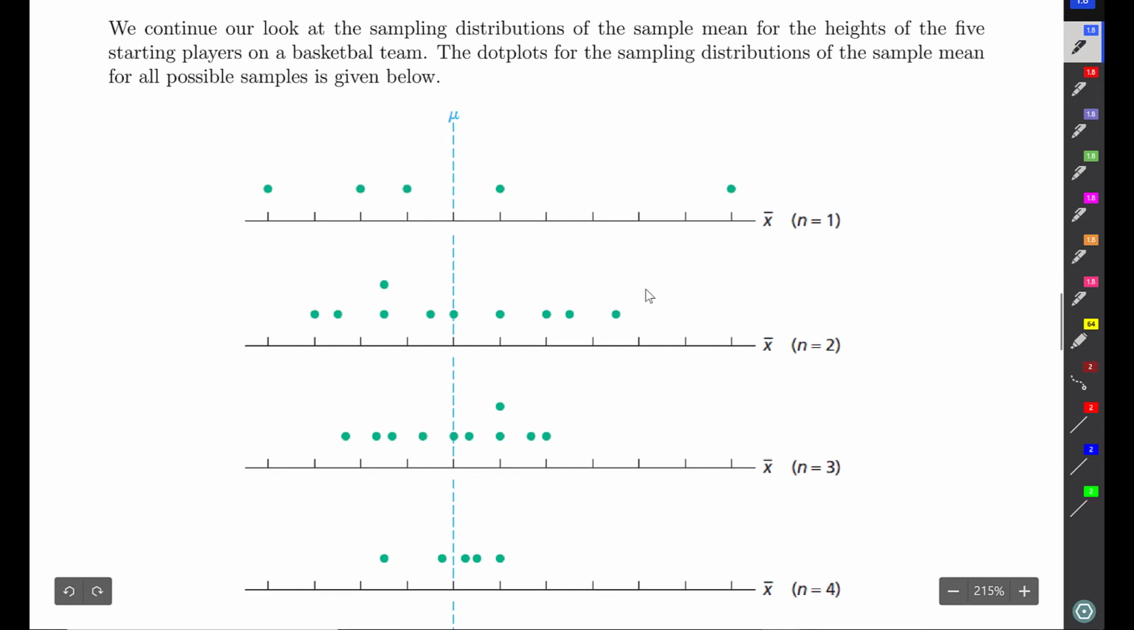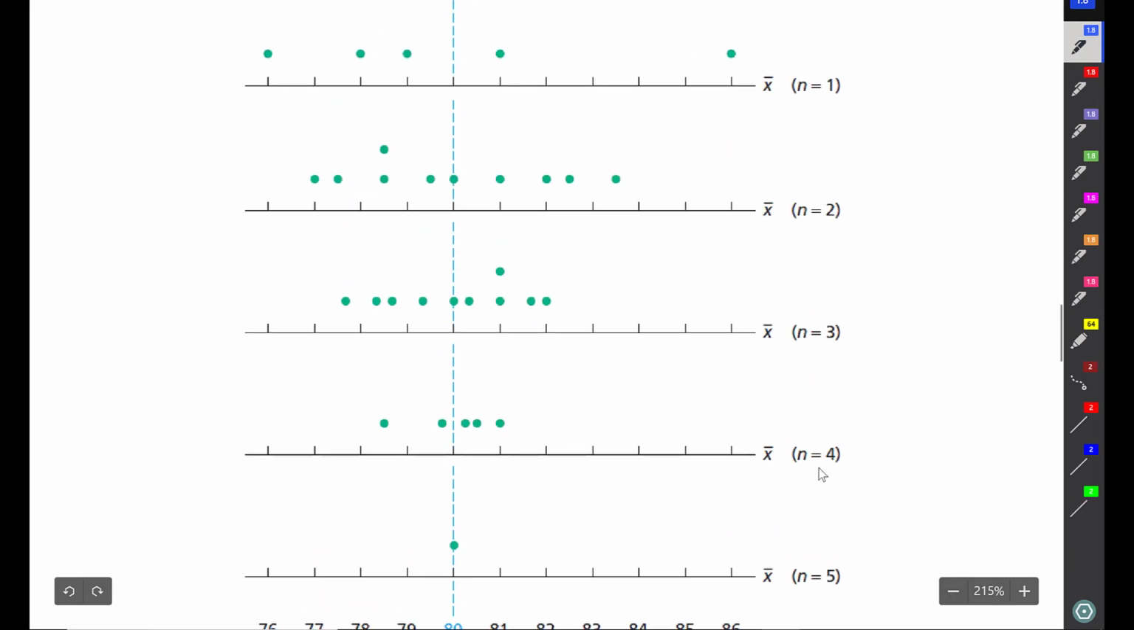What I've put together here are several dot plots. The first dot plot is a sample size of 1. So that's just taking each one of the individual basketball players. Their height would be the mean. Then we have sample sizes of 2, sample sizes of 3, sample sizes of 4, and sample sizes of 5. What I want you to pay attention to is that vertical dotted blue line down the middle of the screen. That is our population mean.